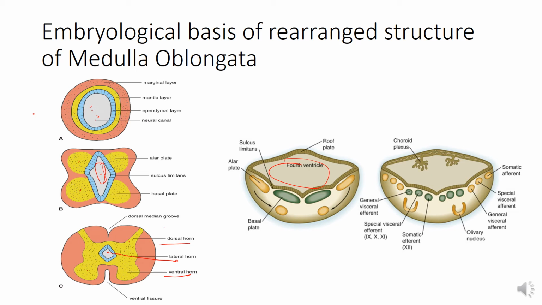Now here you can see in the medulla oblongata the extensive lateral spread of the fourth ventricle results in alteration in the position of the derivatives of the alar and basal plates. You can see here the alar plate and the basal plate in the spinal cord, while the alar plate and basal plate lie medially and laterally. Here they lie anteroposteriorly, here they lie medially and laterally.